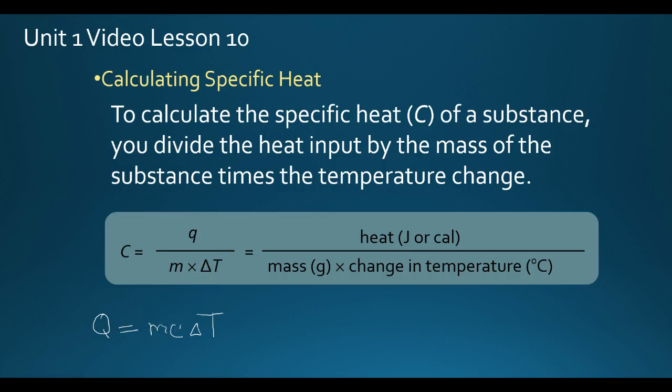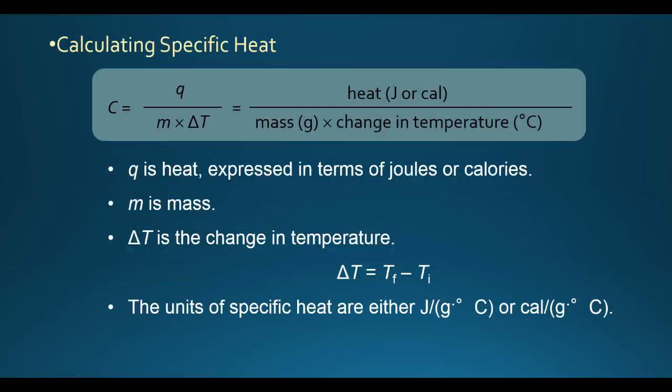Alright, so let's take a look at how we're going to use this. As I said, Q is the heat, expressed in terms of joules or calories. M is the mass. Delta T is the change in temperature, where the change in temperature is always the final temperature minus the initial temperature. The units for the specific heat are either joules over gram degree Celsius or calories over gram degree Celsius. It just depends on what your unit is for Q, for the heat.